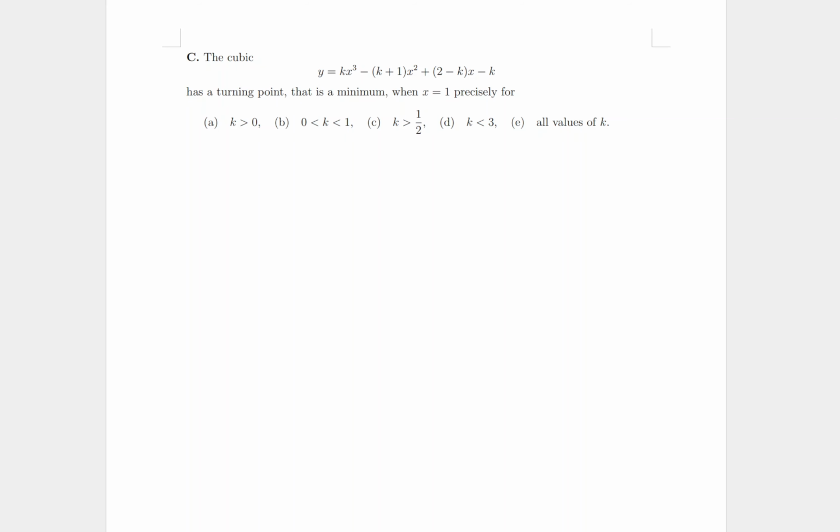Okay, moving on to 1c. So the cubic y = kx³ - (k + 1)x² + (2 - k)x - k has a turning point as a minimum when x = 1 precisely for what ranges of k.